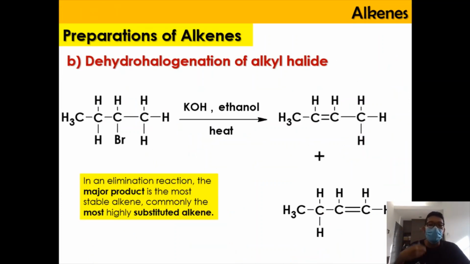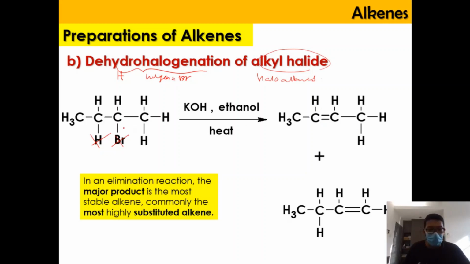Alright, and this is going to be our major product. Now we're going to focus on the next preparation of alkene, which is the dehydrohalogenation of alkyl halides. The alkyl halides here refers to haloalkane. According to the previous slide, we focused on the dehydration of alcohol, which is the removal of water in order to produce alkene. But now we're going to remove dehydro, which is remove hydrogen, and also remove halogen. So it refers to Br in this case. So we can remove hydrogen and Br here in order to produce this product.